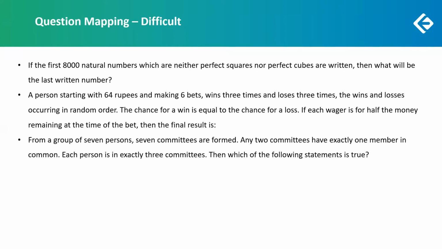Now, next we had a question in which a person was starting with 64 rupees, making 6 bets, winning 3 times, losing 3 times. Wins and losses occurring in random order. Chance for a win equal to the chance for a loss.